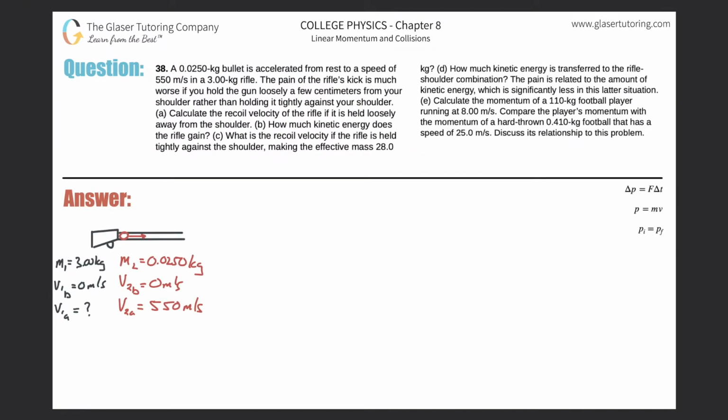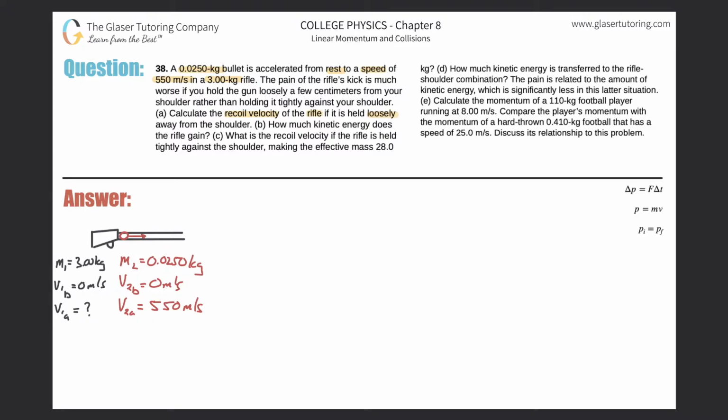Number 38. A 0.025 kilogram bullet is accelerated from rest to a speed of 550 meters per second in a 3 kilogram rifle. The pain of the rifle's kick is much worse if you hold the gun loosely a few centimeters from your shoulder rather than holding it tightly against your shoulder. Letter A. Calculate the recoil velocity of the rifle if it is held loosely away from the shoulder.